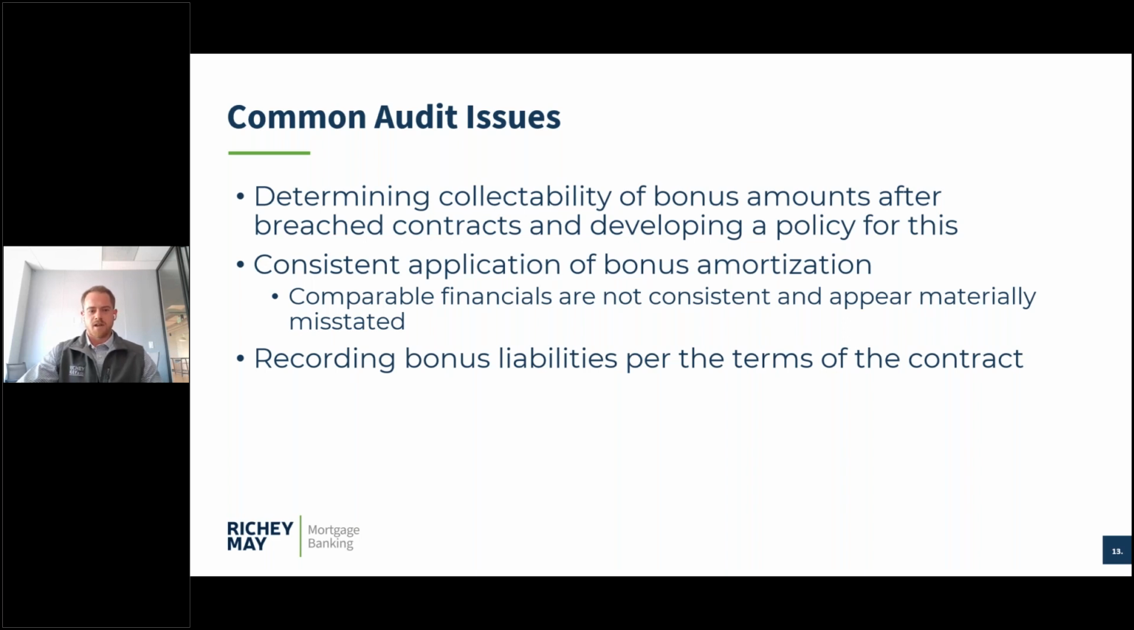And what we see is that comparable financials can sometimes show as non-consistent or appear materially misstated if bonus amounts were booked in 1 year and then not paid out the second year, and there's reversing entries or vice versa. So that's one thing to pay attention to. And then lastly, recording bonus liabilities per the terms of the contract is also another common audit issue where we're looking for accuracy and to determine that the right amounts are recorded and then treated the same way and consistently.